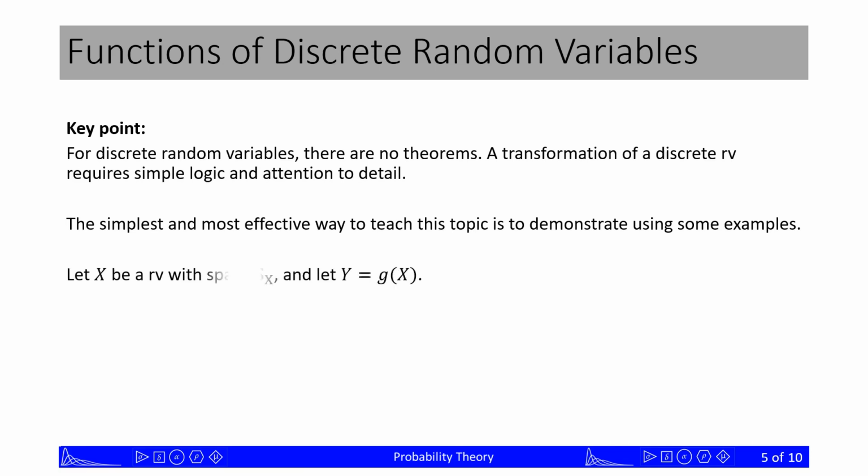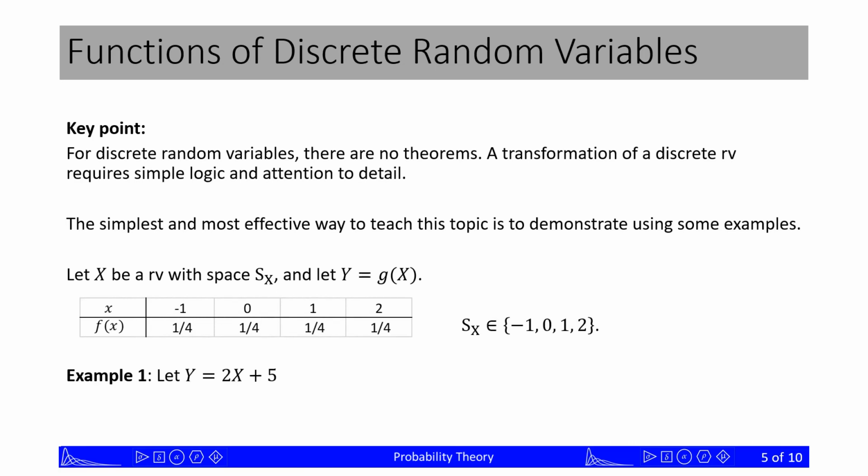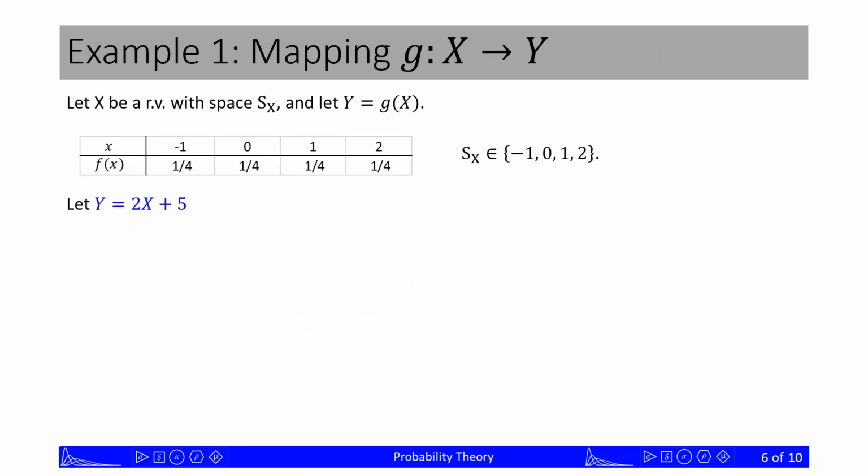In our first example, we use a discrete uniform distribution on -1, 0, 1, and 2. We will apply a linear function Y = 2X + 5. We apply the linear operator Y = 2X + 5 to the discrete uniform distribution of X. Note that the 2 will stretch the distribution by a factor of 2. Then afterwards, the positive 5 will shift the result of 2X to the right by 5 units.